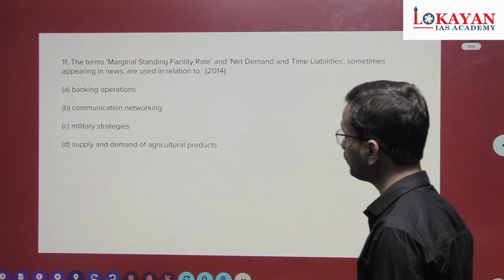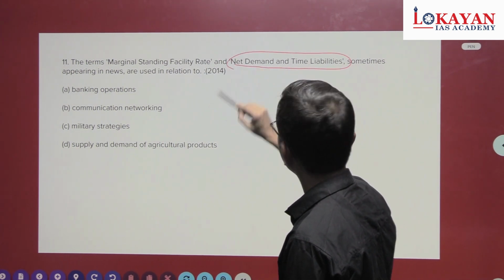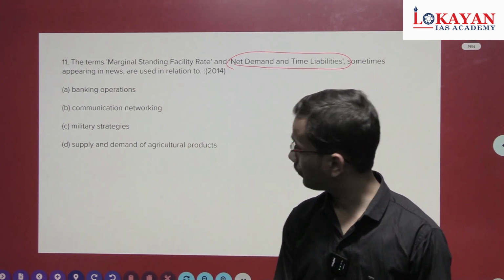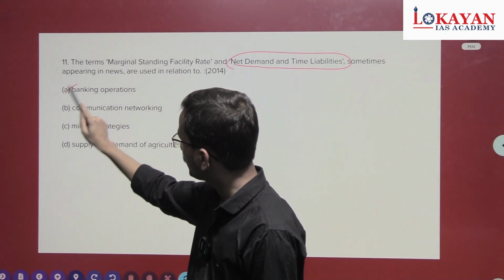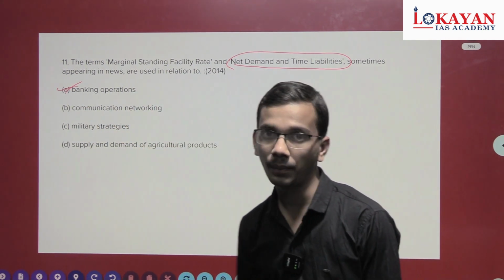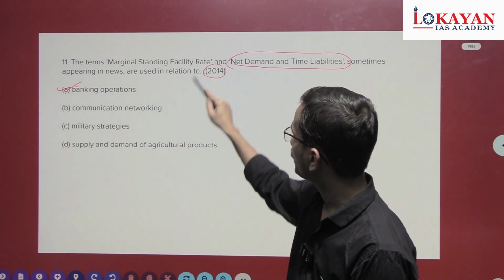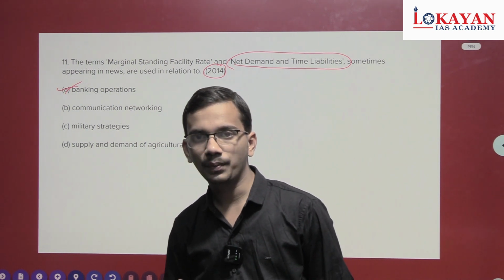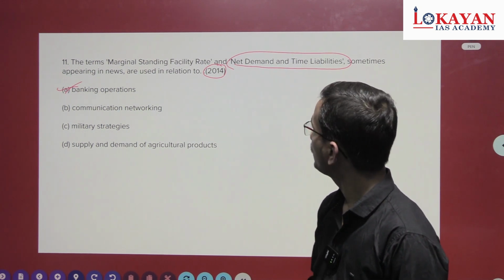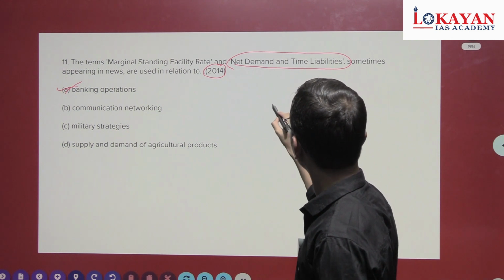Next question. The terms marginal standing facility rate and NDTL, sometimes appearing in the news, are in relation with: very simple question. It's banking operation, not communication networking, military strategies or supply and demand of agricultural products. This question was asked in 2014, but currently UPSC does not follow this trend. But what we have to do is understand the terms. What is the difference between MSF and repo?